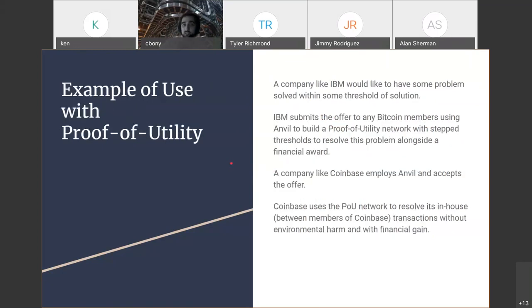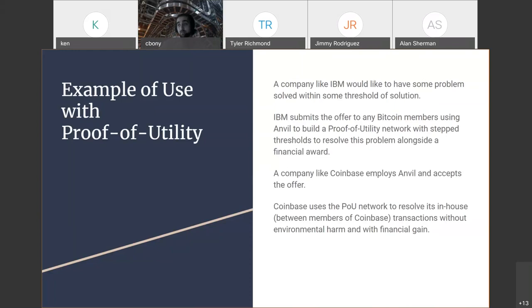So suppose a company like IBM has some problem to be solved within some threshold of a solution. Say they'd like accuracy to 99.999% of the solution for some convolutional neural network. IBM submits the offer to any number of Bitcoin members who are using Anvil to build a proof of utility network with stepped thresholds to resolve this problem alongside a financial reward.